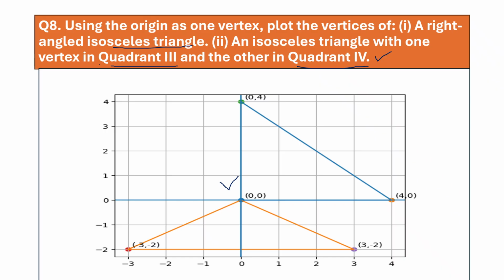The first one is this one, and the second isosceles triangle has a vertex in the third quadrant, and the other one is in the fourth quadrant. So you will find the isosceles triangle here. These are the two triangles which you have to draw by taking the common vertex. So you have to use these coordinates and likewise draw the figure.